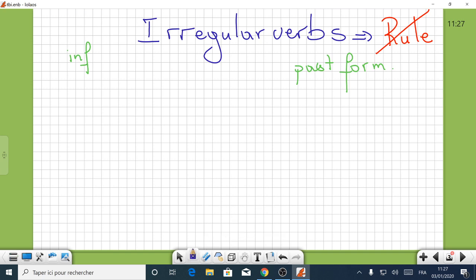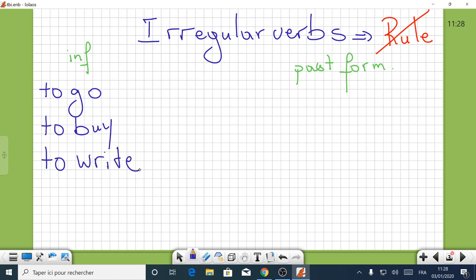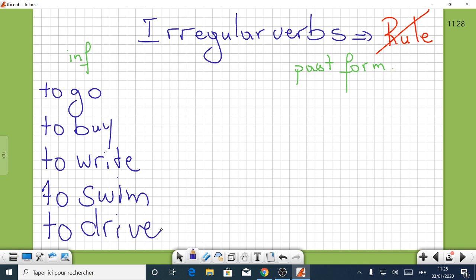So the first verb is to go. The second one, for example, let's take the verb to buy. The third one, we have the verb, for example, to write. The fourth one, we take the verb to swim, and the last verb, I take the verb to drive. So here we have just some examples of irregular verbs.